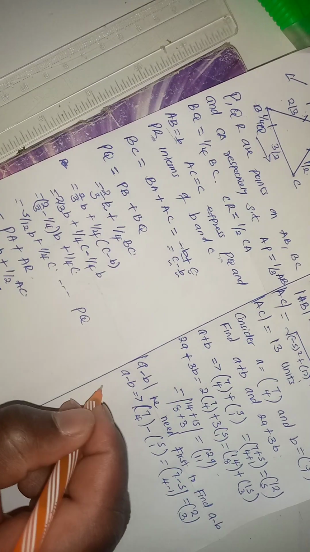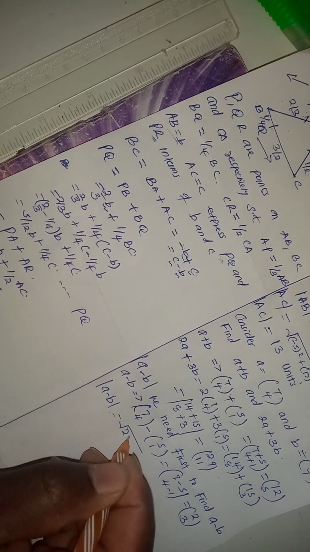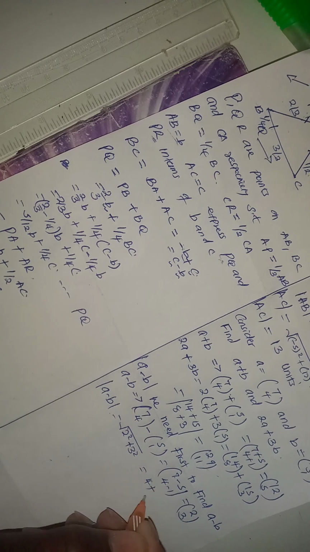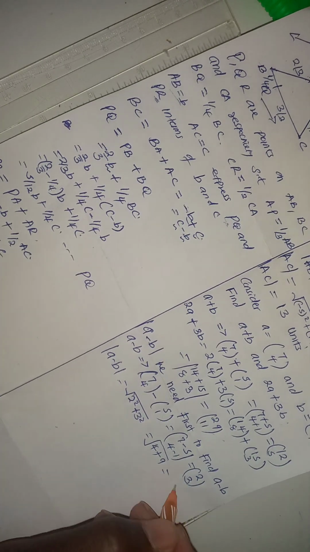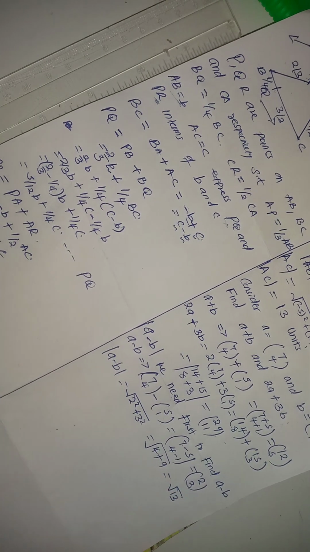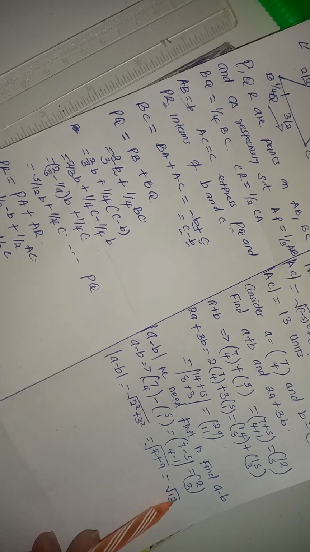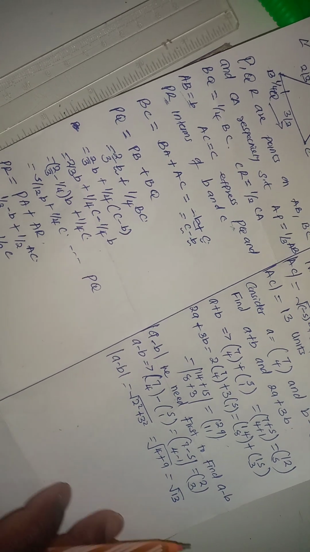But we are told to find the modulus. The modulus of a minus b is equal to the square root of 2 squared plus 3 squared, which is 4 plus 9, and then the square root, which is the square root of 13. Since this cannot be simplified further, we are going to leave it like that.